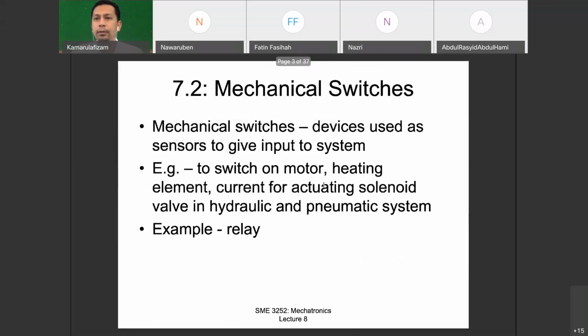Okay, so this is a mechanical switch. Mechanical switch ni benda yang you biasa tengok lah kot. Dekat mana-mana lampu hari-hari, nak buka lampu, buka kipas, buka apa semua.